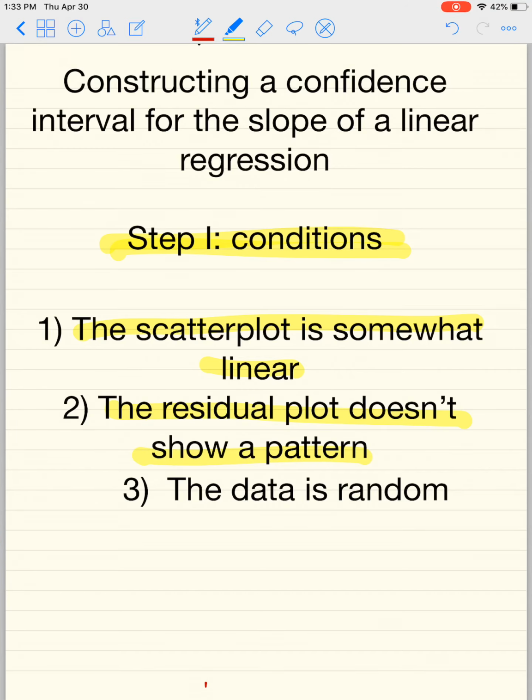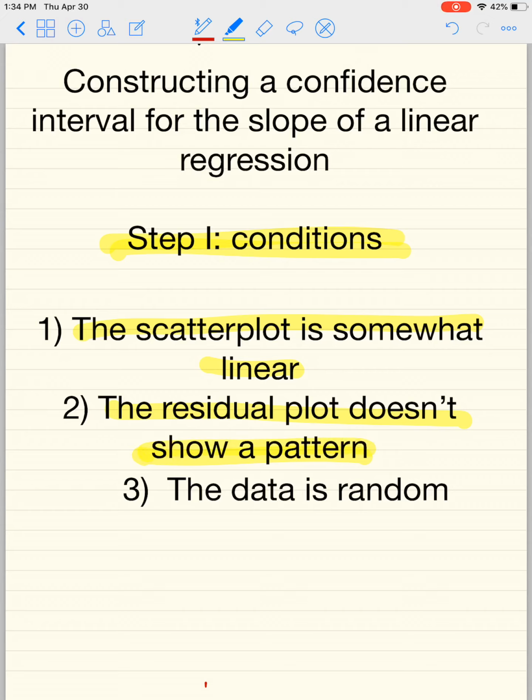If you watched the last video about residuals, I told you that when residual plots show patterns, a nonlinear model should be used. So because we are working with a linear model, or we want to interpret the slope of a linear regression, then we want the residuals to show no pattern.